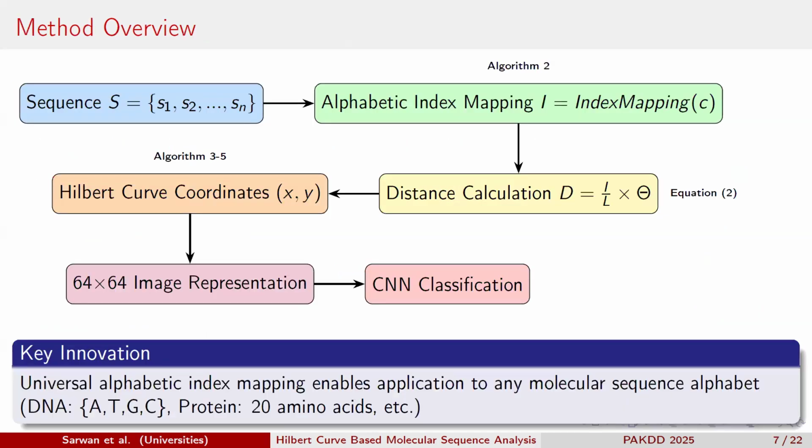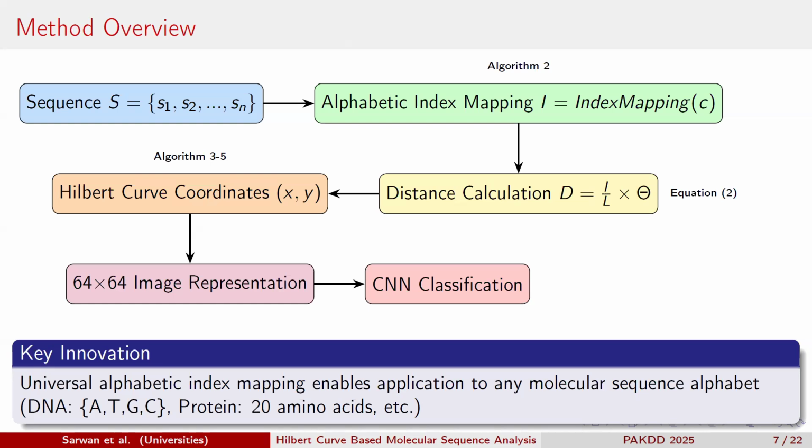Let me walk you through our complete methodology. So we start with a molecular sequence. Let's say a protein sequence like ARND or a DNA sequence like ATCG. First, we apply our alphabetic index mapping. For DNA, A maps to 0, T maps to 1, G to 2, C to 3, and vice versa. For protein, we have 20 amino acids, so A maps to 0, and so on.